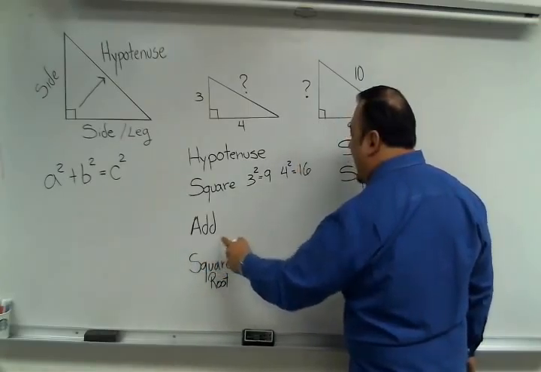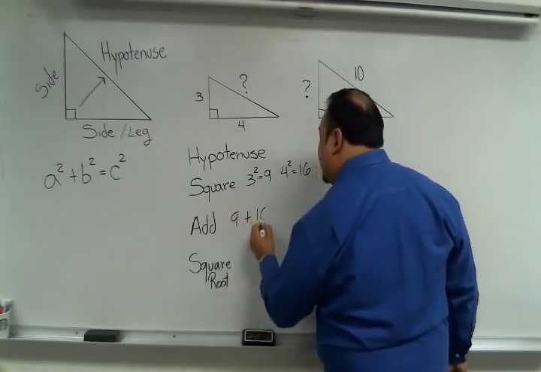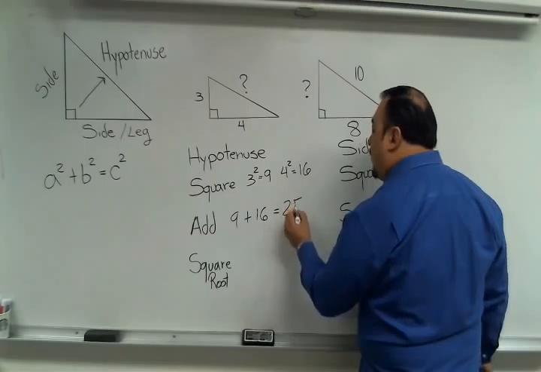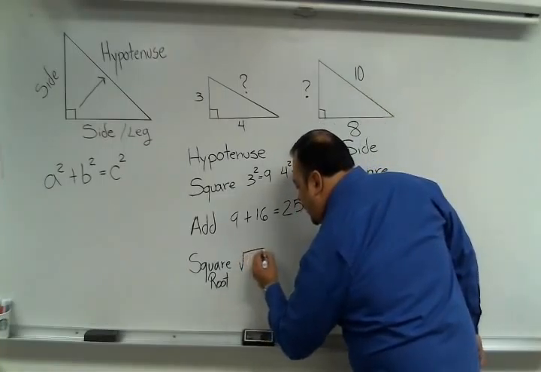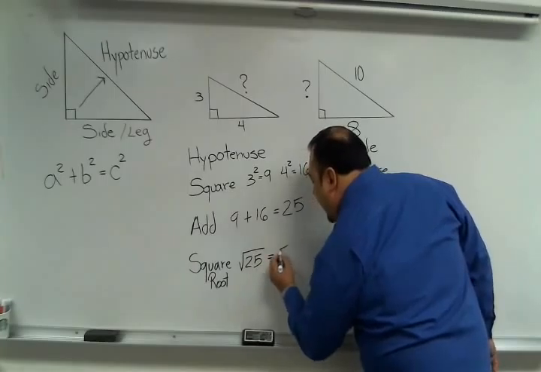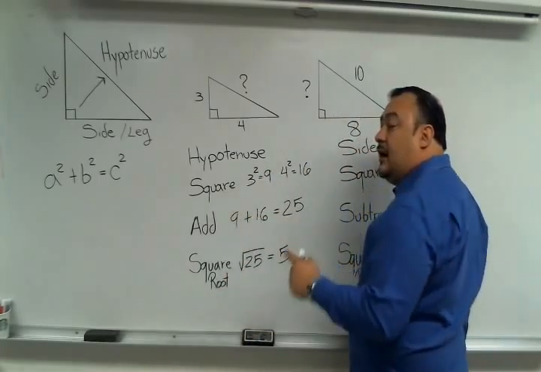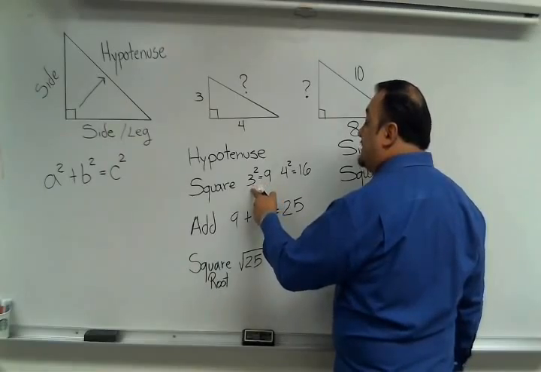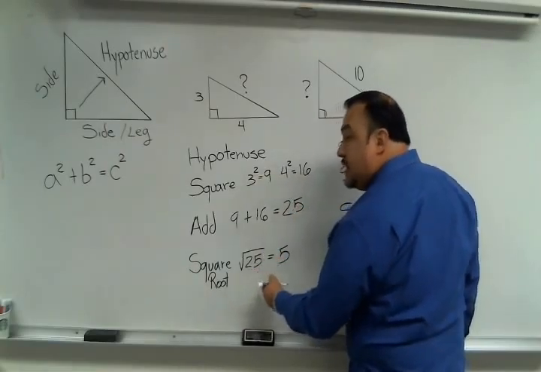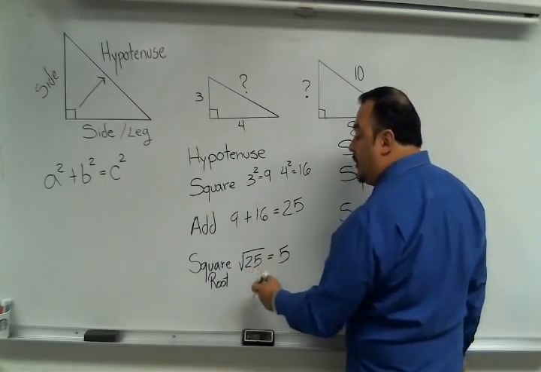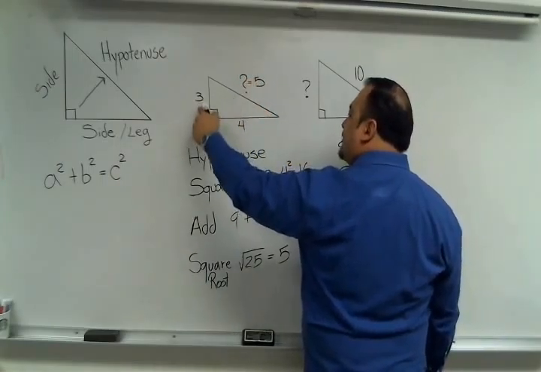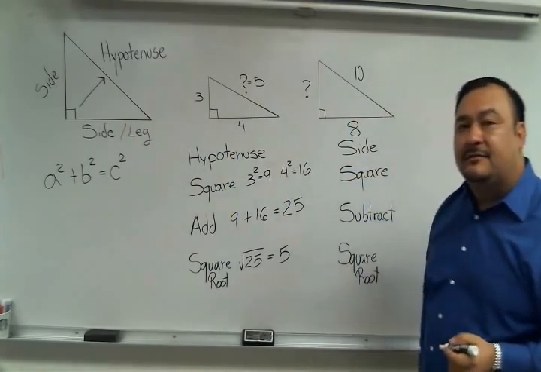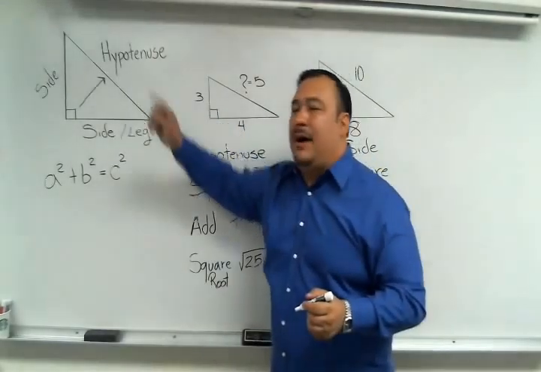Step number 2, I add. I add the 9 plus the 16, which gives me an answer of 25. Step number 3, I take the square root of my answer. The square root of 25 is 5. The square root is the opposite of the square. The square tells me to multiply this number by itself this many times. The square root is telling me what number multiplied by itself gives me this number. 5 times 5 equals 25. Therefore, the square root of 25 equals 5. So in this triangle, if this is 3 and this is 4, the hypotenuse has to be 5. That's when we're looking for the hypotenuse.